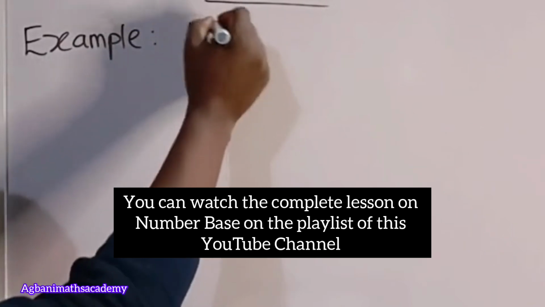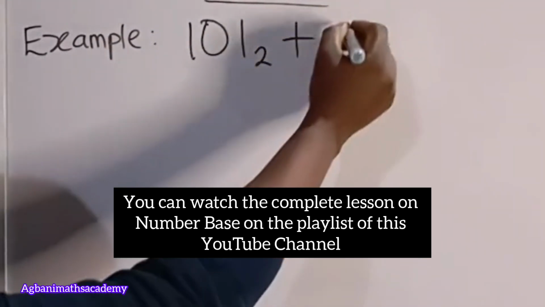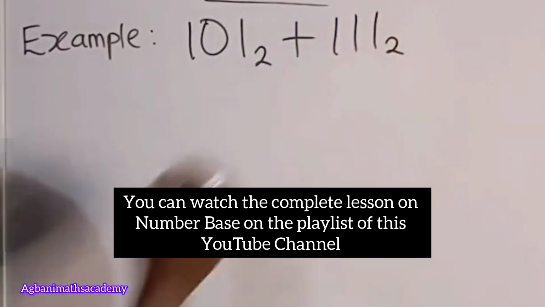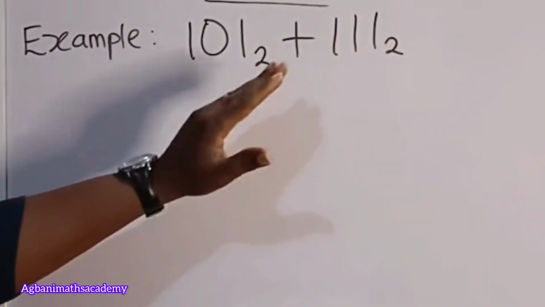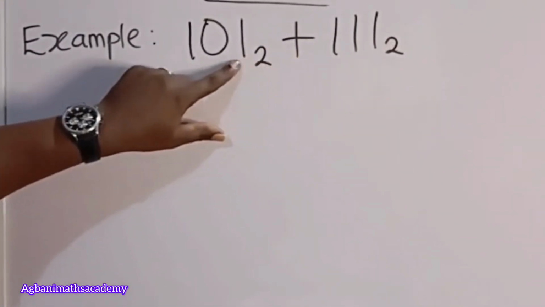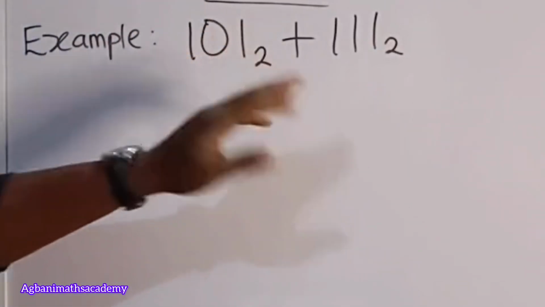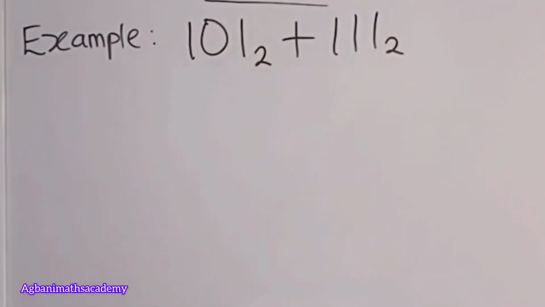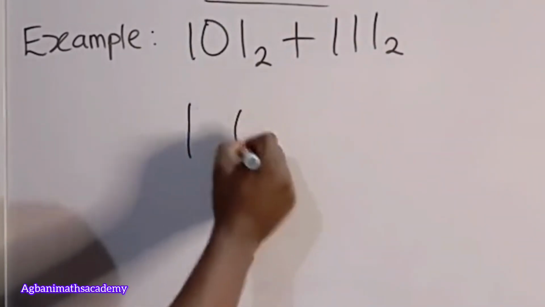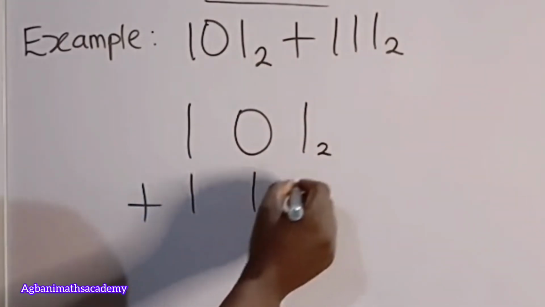Okay. So we have 101 base 2 plus 111 base 2. You can see that we have base 2 here. Therefore, we cannot have 2 among these numbers. Base 2 contains only 0 and 1. So base 2 cannot contain 2. So let's see how to get it done. 101 base 2 plus 111 base 2.